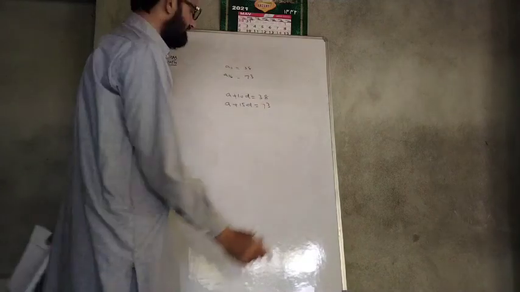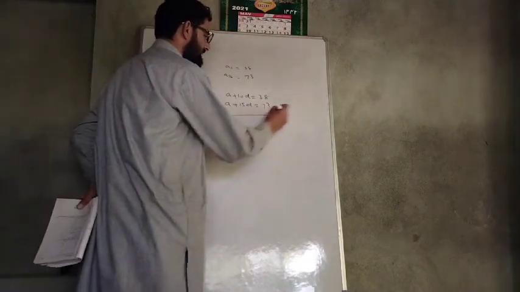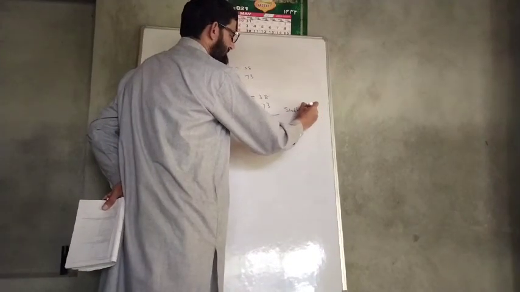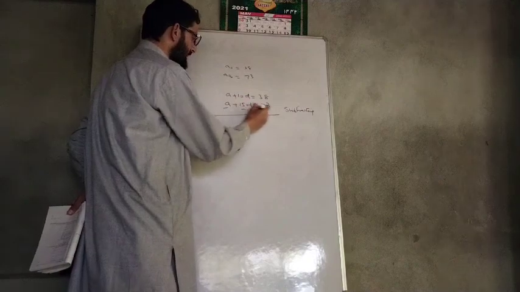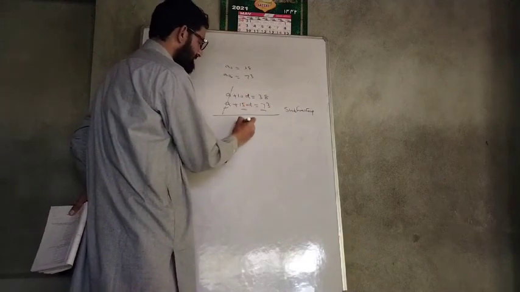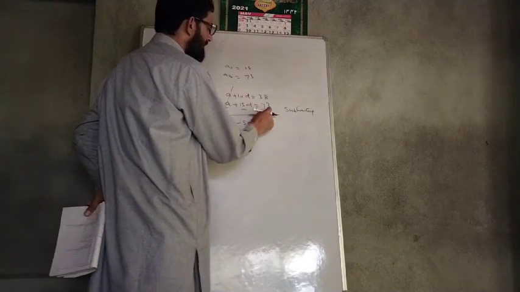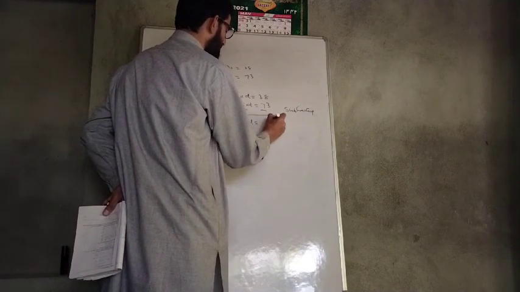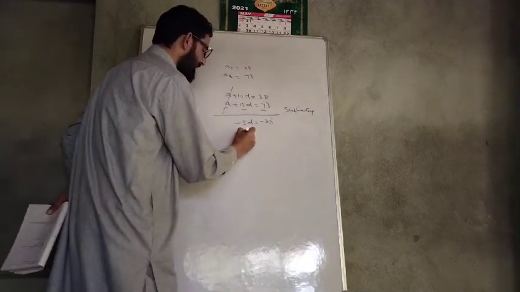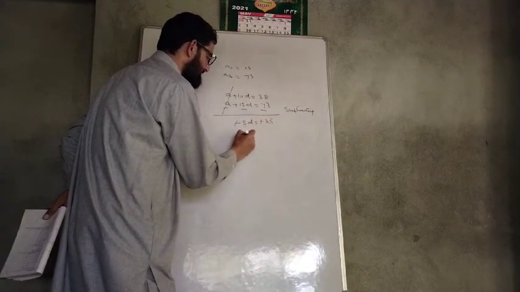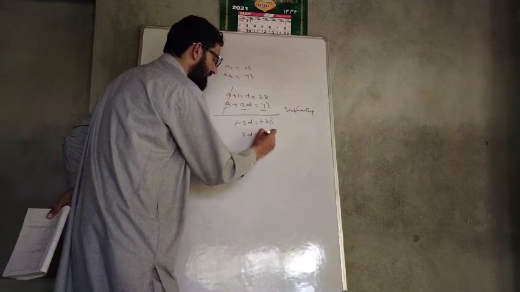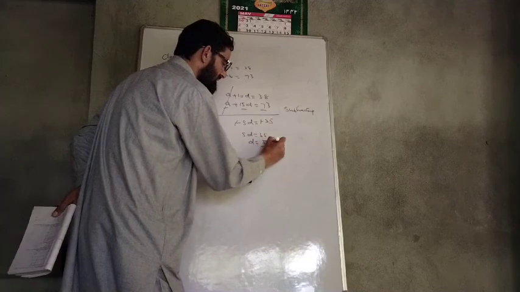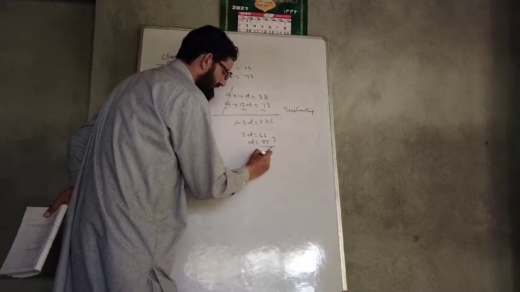Now we can apply the elimination method. Subtracting, the signs will become minus, minus, minus. The a's cancel. Minus 5d is equal to 38 minus 73, which is minus 35, and the minus signs get cancelled. 5d is equivalent to 35. What is d? d is 35 divided by 5. 5 sevens are 35. So d is equivalent to 7.